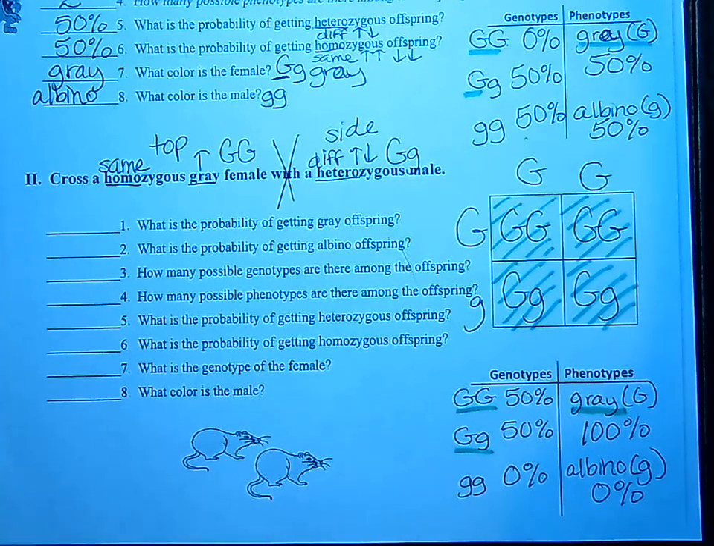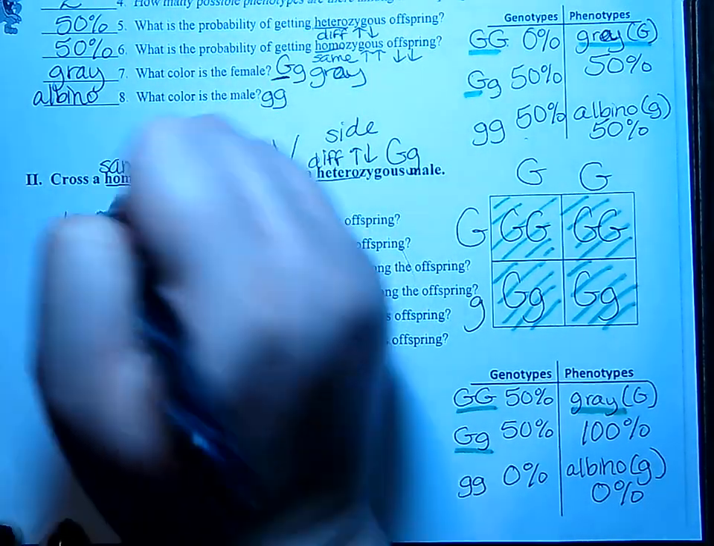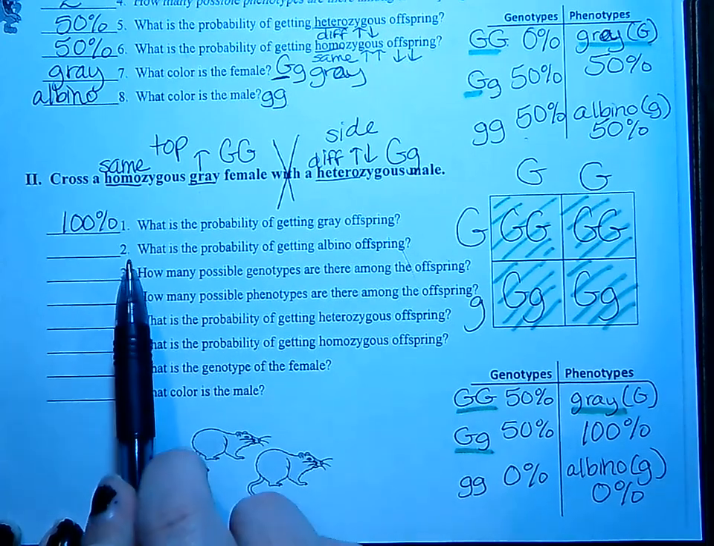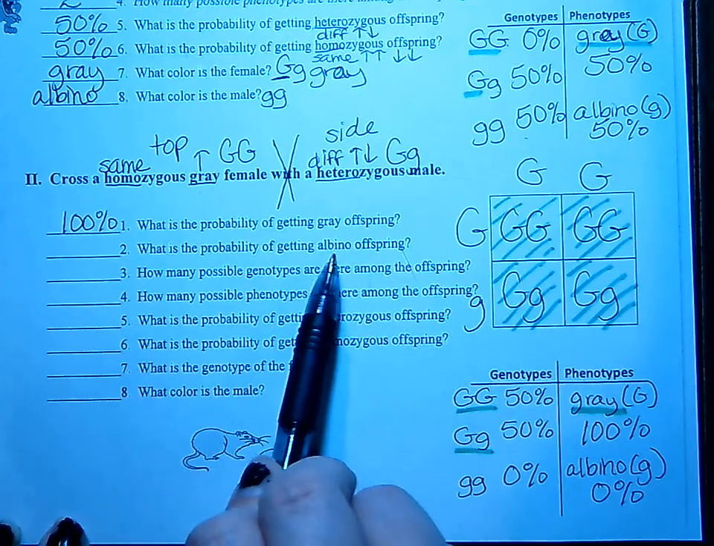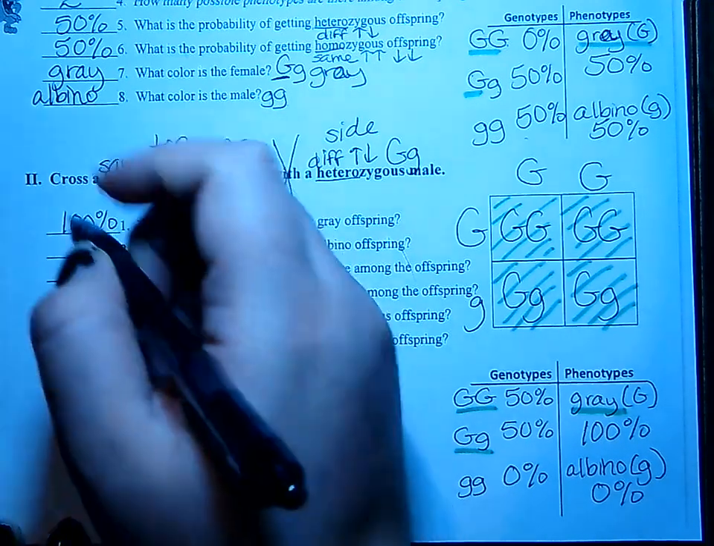So let's answer these questions. Number 1, what is the probability of getting gray offspring? That one was 100% from our phenotypes. Number 2, what is the probability of getting albino offspring? That was 0% from our phenotypes.